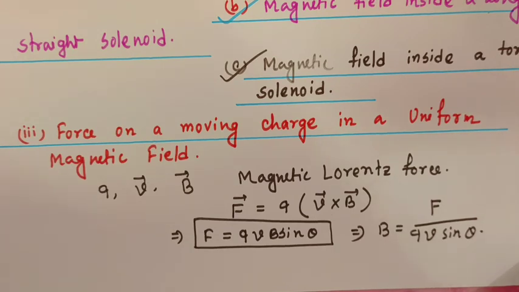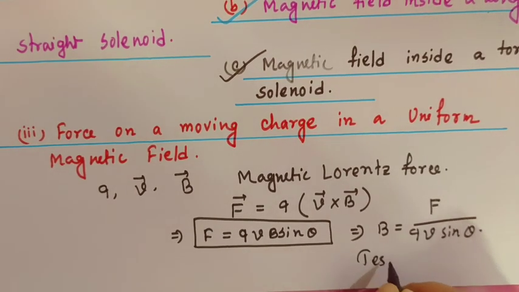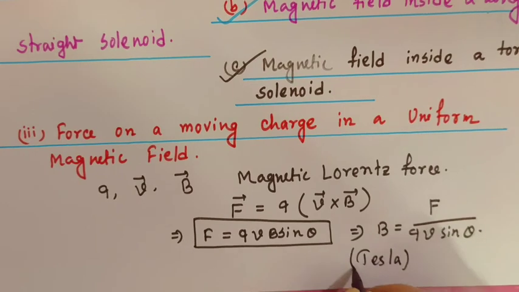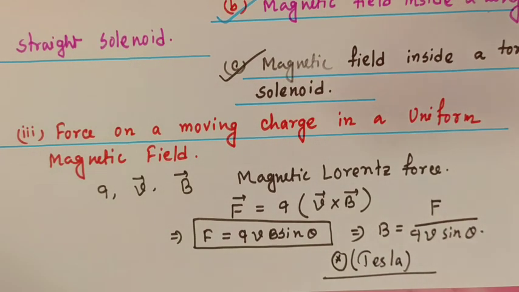If F is in Newton, Q is in Coulomb and V is in meter per second, the SI unit of magnetic field is Tesla. What is the SI unit of magnetic field? It is Tesla. This one is important for 1 mark. The symbol for Tesla is capital T.